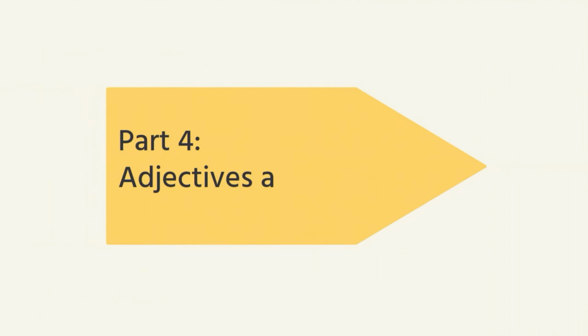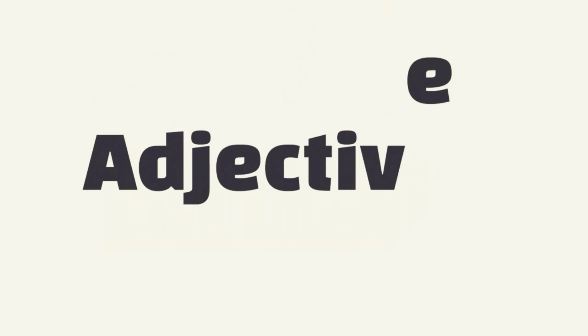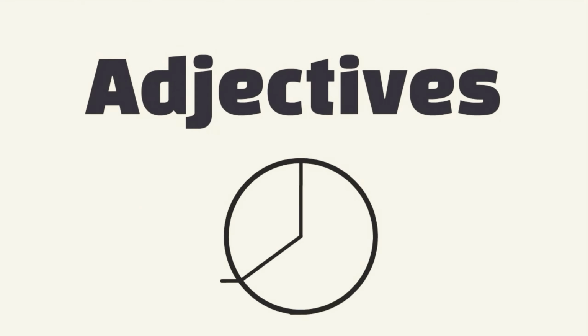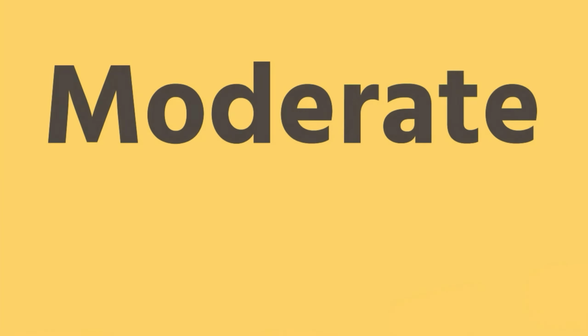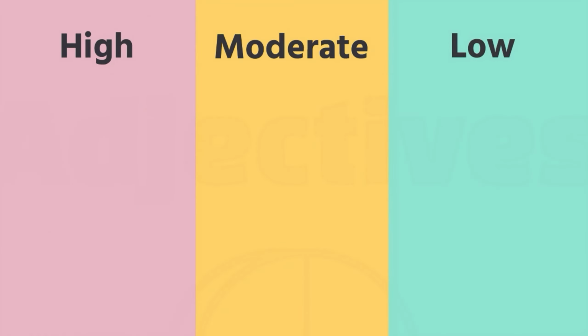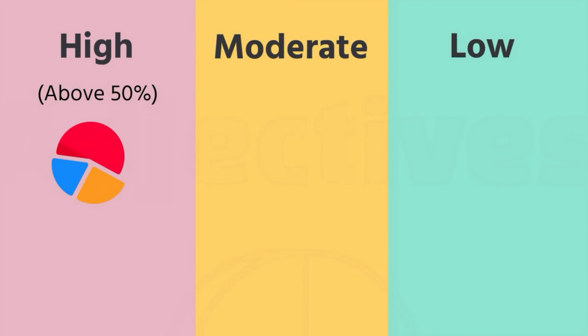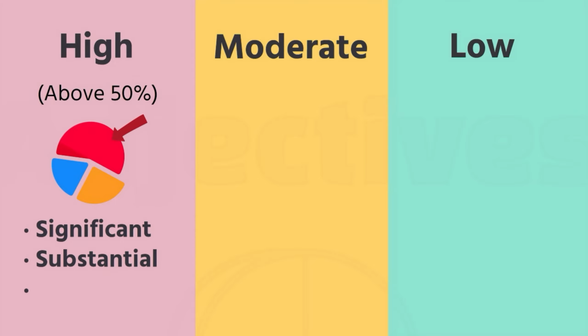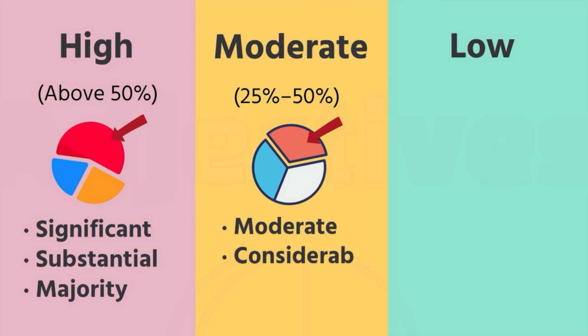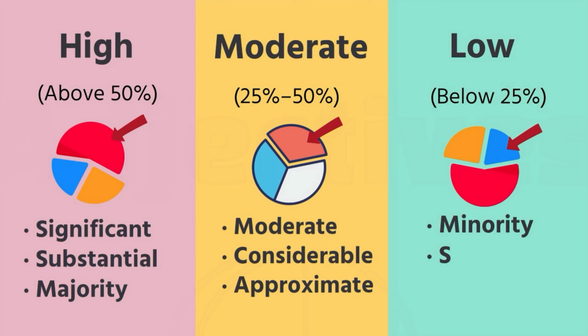The last part, part 4, adjectives and adverbs. Adjectives help describe the size of the percentage more effectively. Simply divide them into 3 categories: high percentages, moderate percentages, and low percentages. For high percentages, we can say significant, substantial, majority. For moderate percentages, we can say moderate, considerable, approximate. For low percentages, we can say minority, small, negligible.